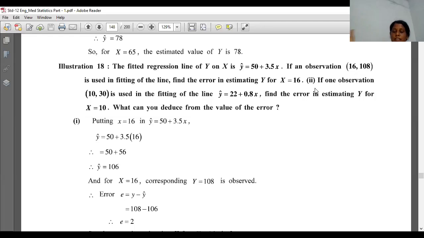So in front of x, value of y, what is the value of y? That is 108. So we will take error. Formula of error is y minus y cap.